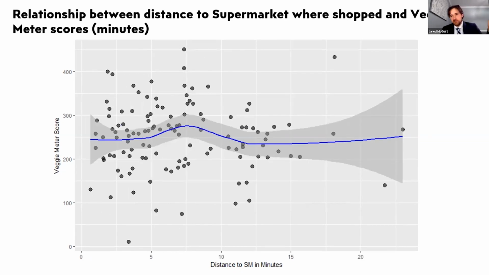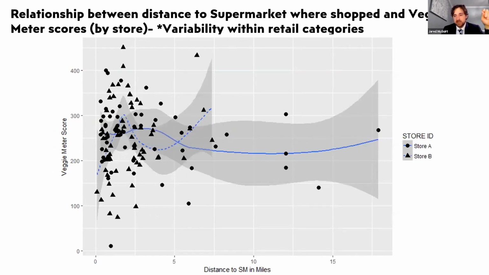Similar, so this is actually a plot of time. So you see it's a little more spread out than the distance variable, a little more leveled out, I guess. This is actually looking at the differences between those 2 stores. And so you can see that we did see differences in people's relationships between distance and Veggie Meter scores based off the store. So these are 2 similar stores in terms of where they are in the marketplace, in terms of their customer market. But you can see that we still had some differences. So it could be dependent upon the store and the dynamics they have with their customers.